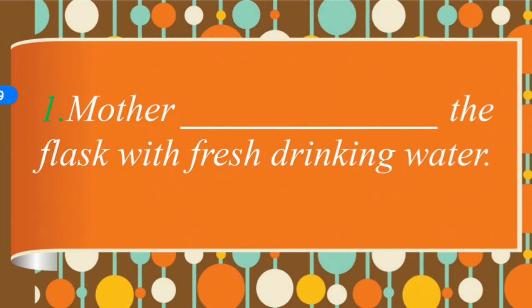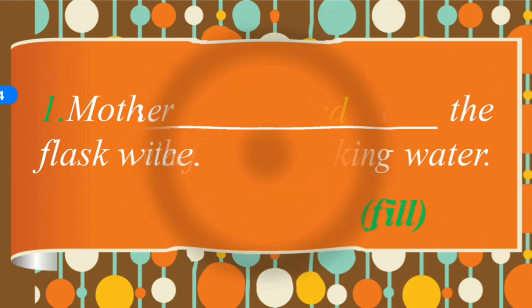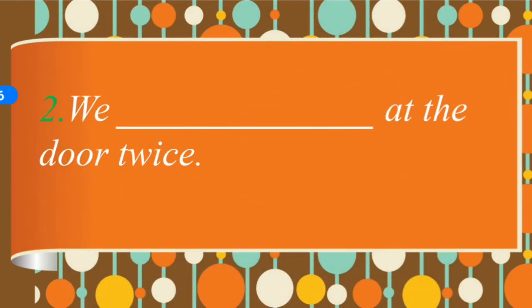The first sentence is, Mother dashed the flask with fresh drinking water. And the verb that is given to us is fill. So we have to write the past form of fill. What do we do? We add ed and it becomes filled. Mother filled the flask with fresh drinking water. Very good. Let's move on to the next one.